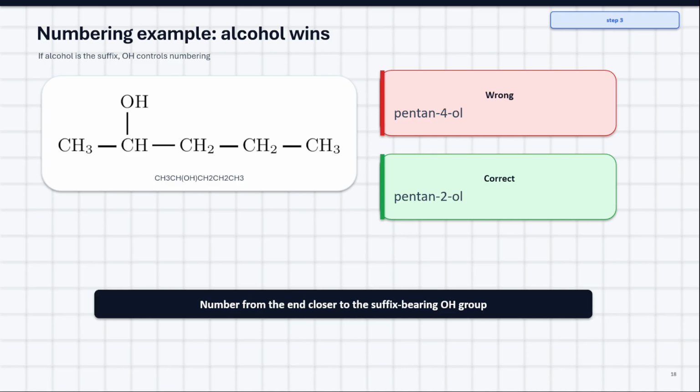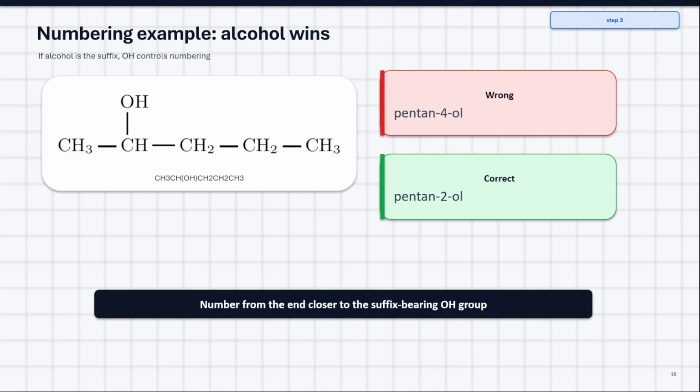This example is CH3CHOHCH2CH2CH3. The parent has 5 carbons, so it is based on pentane. The OH group makes it an alcohol, so the suffix is ol. Now we choose the numbering direction.